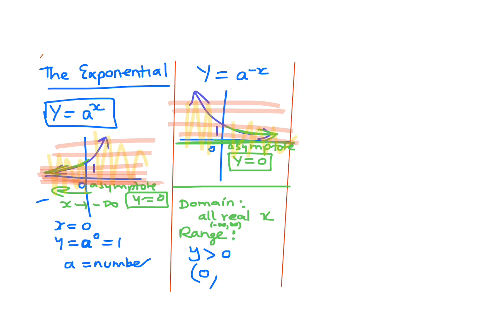And if you put it in interval notation, you put a bracket like that, and then you go to infinity. Because it can't equal 0, because it never cuts it, because at 0 it is actually an asymptote.